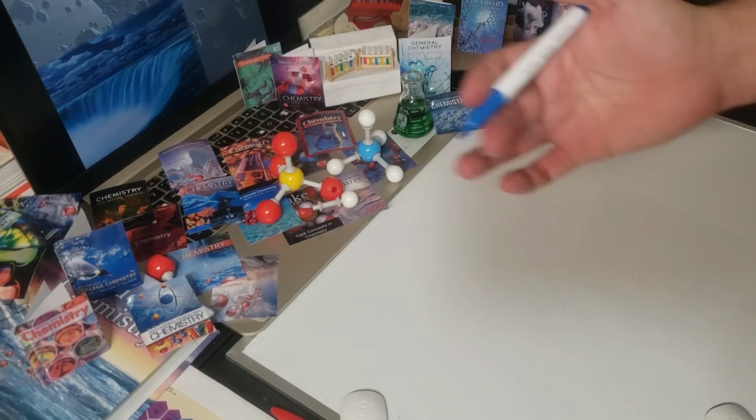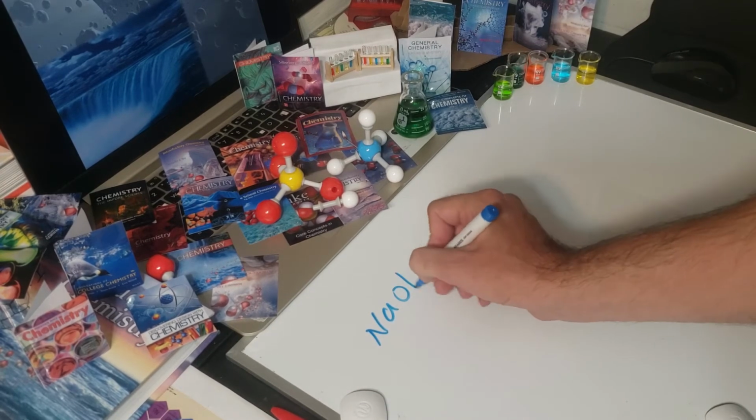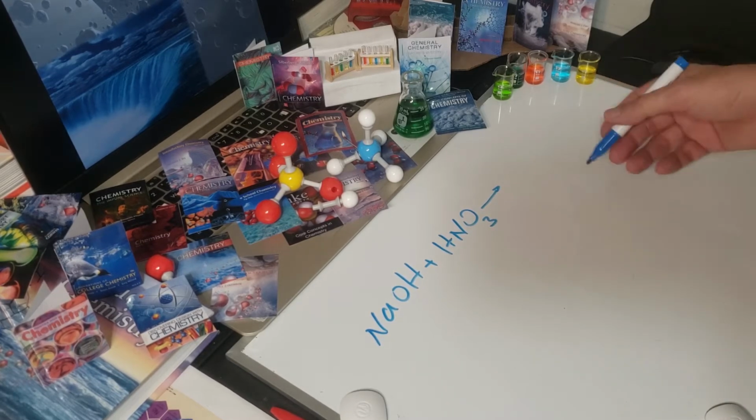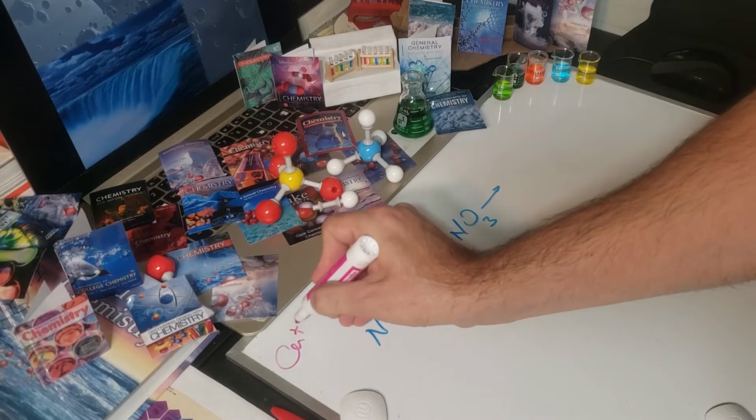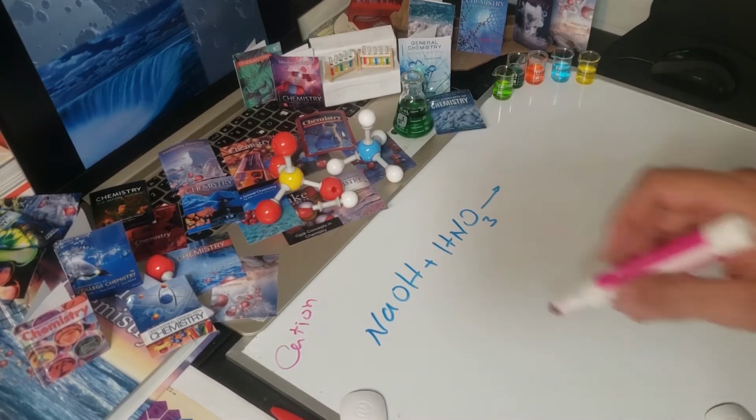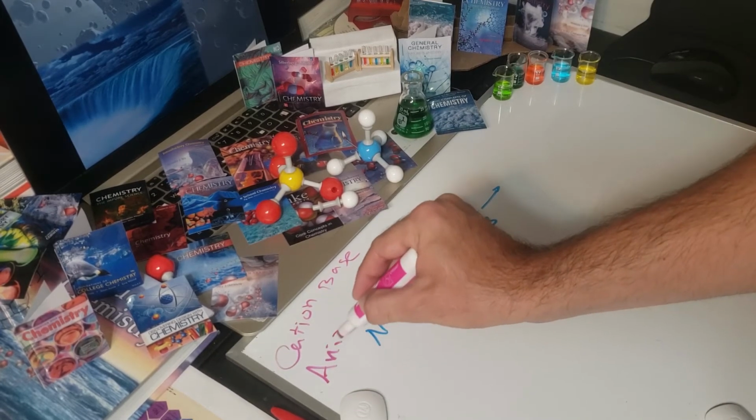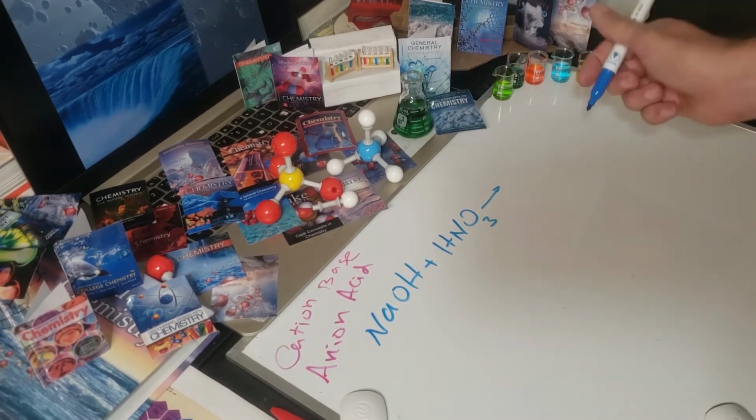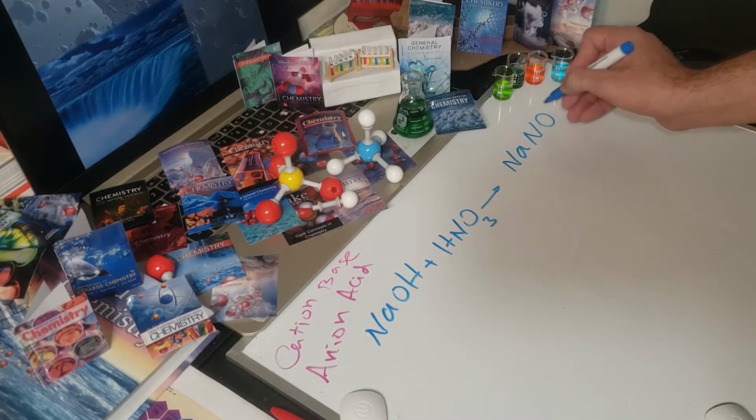Let's do some simple examples first and then move on to harder ones. NaOH plus HNO3 is going to give you what? What is going to be formed is a salt. There's a rule that says take the cation from your base and the anion from your acid, and make a salt with that. So the anion here is NO3 minus, and the cation is Na plus. Na plus followed by NO3 minus.